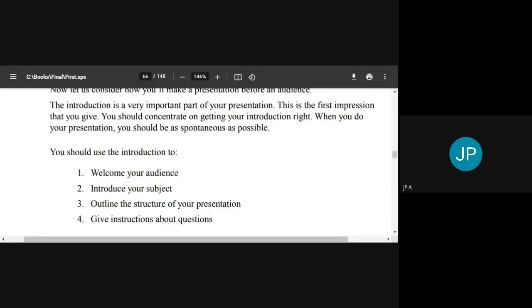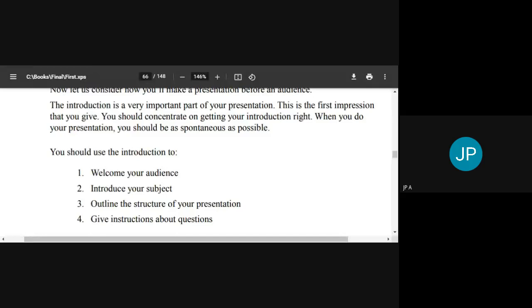Then you give an outline of the structure of the presentation. What are you going to present? And in the beginning also you give instructions about questions. Sometimes you may want them to ask you questions in the beginning. Sometimes you prefer to take questions at the end. Tell it in the beginning itself.